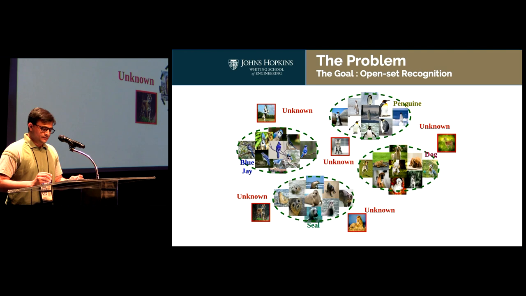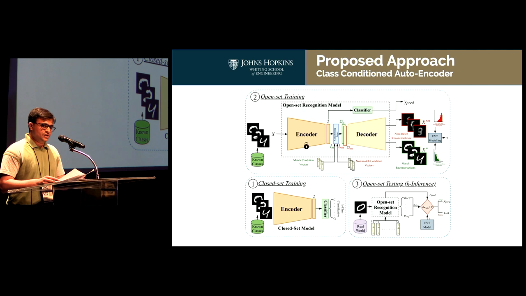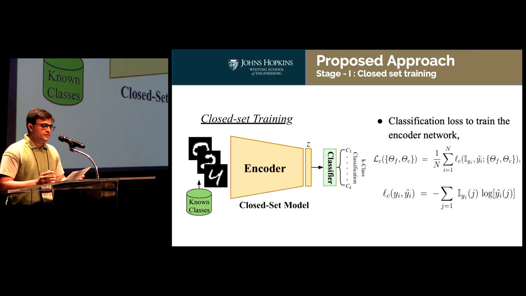In this work, we propose a novel open set recognition method based on a class conditional autoencoder trained in a stage-wise manner. In the first stage of training, we train an encoder and a classifier network using cross-entropy loss to discriminate between the given k known classes. In the second stage of training, we use the trained encoder to extract the features from the input, denoted here as z.